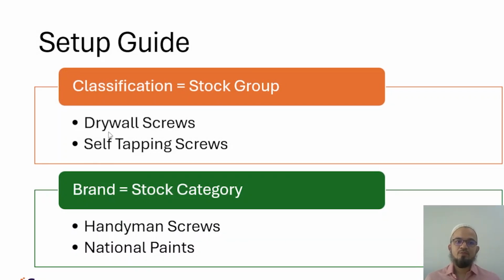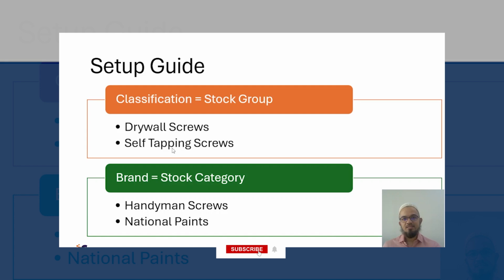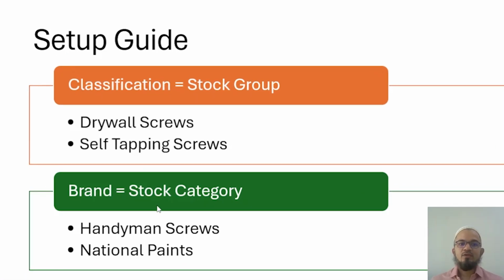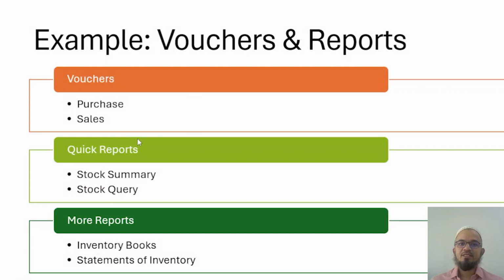So we are going to call the groups drywall screws, self-tapping screws and panes, so that we can have multiple items created inside each group. Plus, we are going to track the brand in our stock categories. So we are going to create two brand names here, one of them is Handyman Screws, the other one is National Paints. After the creation of masters, we are going to look at a few purchase and sales transactions, followed by some important reports in the system.